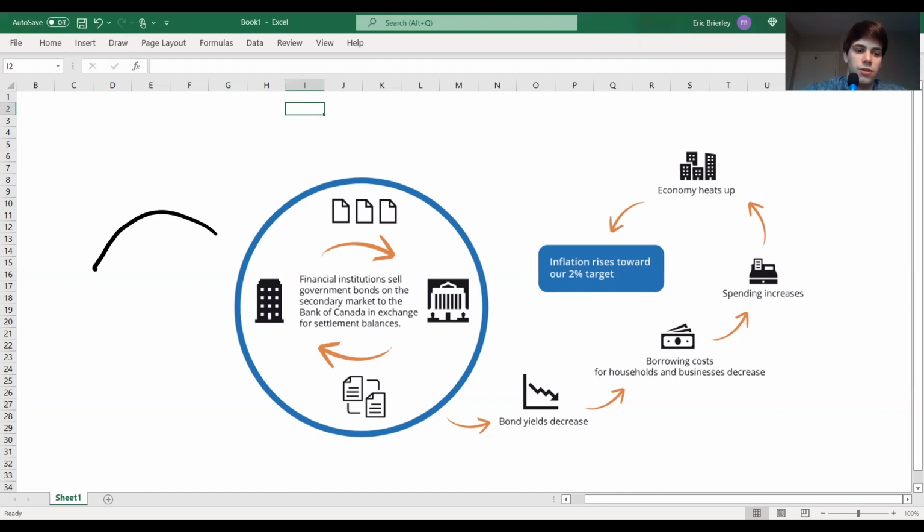So we can actually update this chart here. We can put the government there.